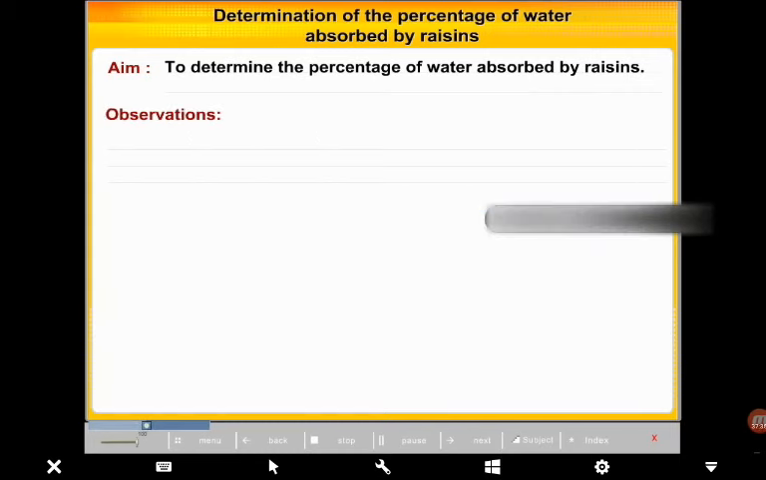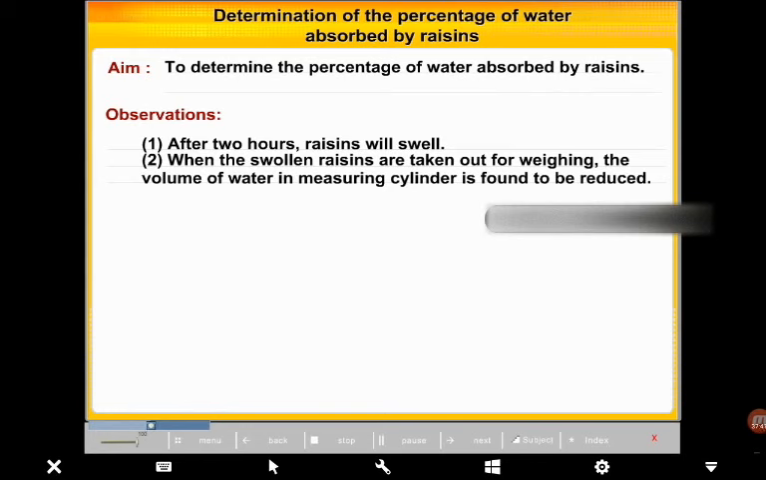Observations. Number 1. After 2 hours, raisins will swell. Number 2. When the swollen raisins are taken out for weighing, the volume of water in the measuring cylinder is found to be reduced.